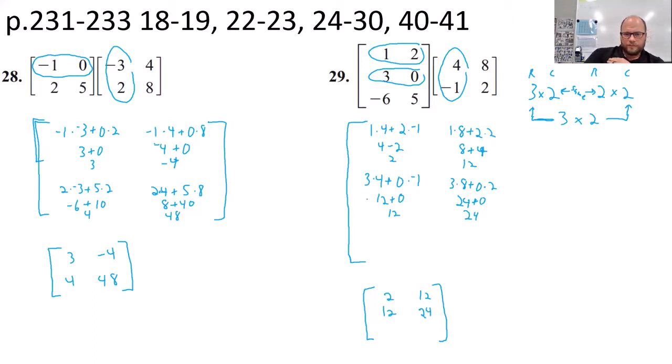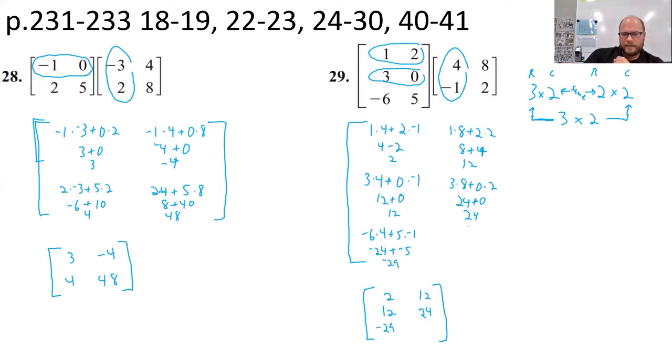Then the last row, negative 6 times 4 plus 5 times negative 1. Negative 6 times 4 is negative 24. 5 times negative 1 is negative 5. Negative 24 and negative 5 is negative 29.